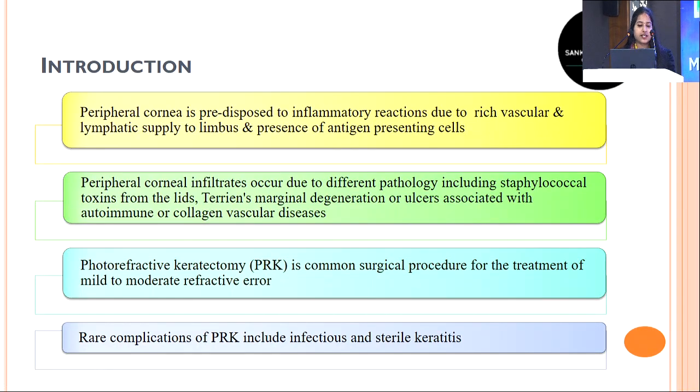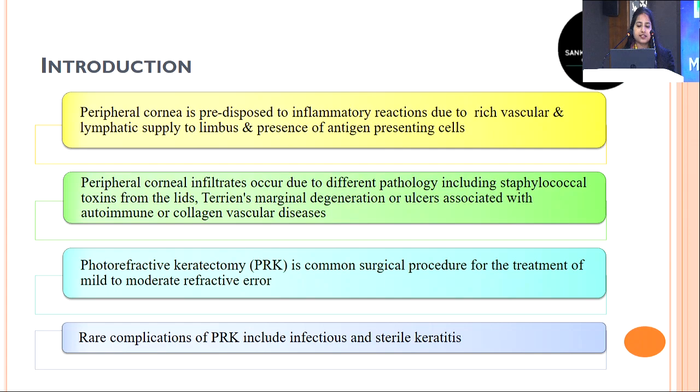Before we dive into the case, let's discuss a few basics. The peripheral cornea is predisposed to inflammatory reactions due to its rich vascular and lymphatic supply from the limbus, and also due to the presence of antigen presenting cells. Peripheral corneal infiltrates can occur due to different pathologies. It includes staphylococcal toxins from the eyelids or ulcers associated with autoimmune or collagen vascular diseases.